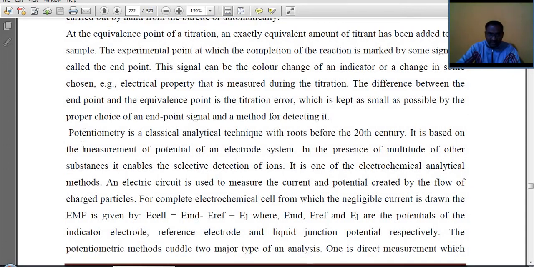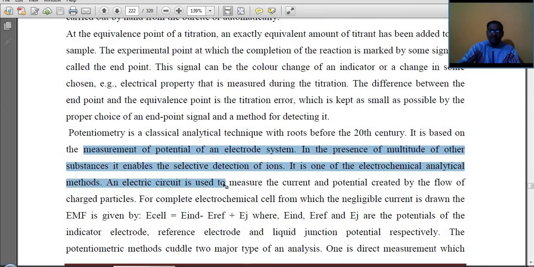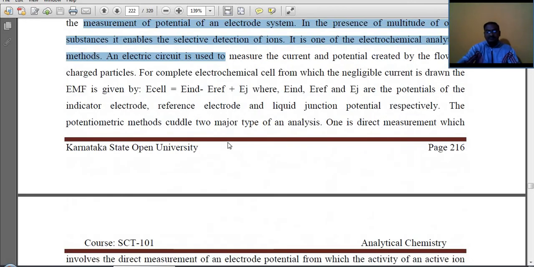It is based on the measurement of potential of an electrode system in the presence of other substances. It enables the selective detection of ions. It is one of the electrochemical analytical methods. Then, an electric circuit is used to measure the current and applied potential created by the flow of charged particles.